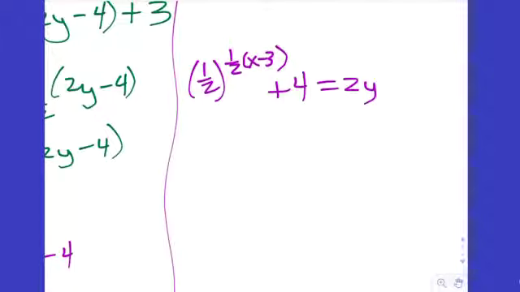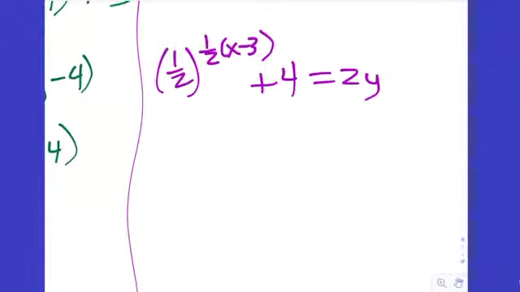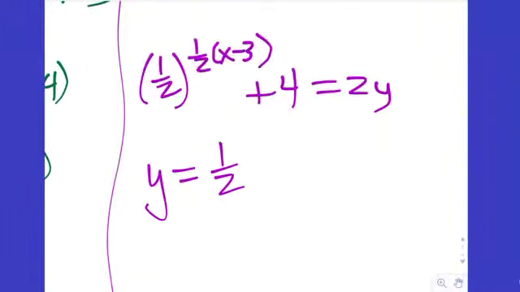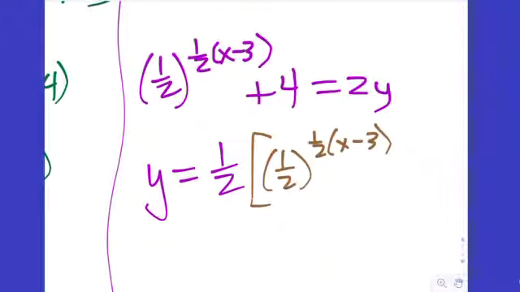And then the last step, got to undo multiplying by 2 by dividing everything by 2. But instead of dividing by 2, that's equivalent to multiplying by 1/2. If you just divide by 2, you'll have all of that over 2, and that's just kind of bulky. So what I think I'll do is multiply both sides by 1/2, and we get 1/2 times the entire quantity, 1/2 to the 1/2 x minus 3 plus 4. So the whole left side times the 1/2.